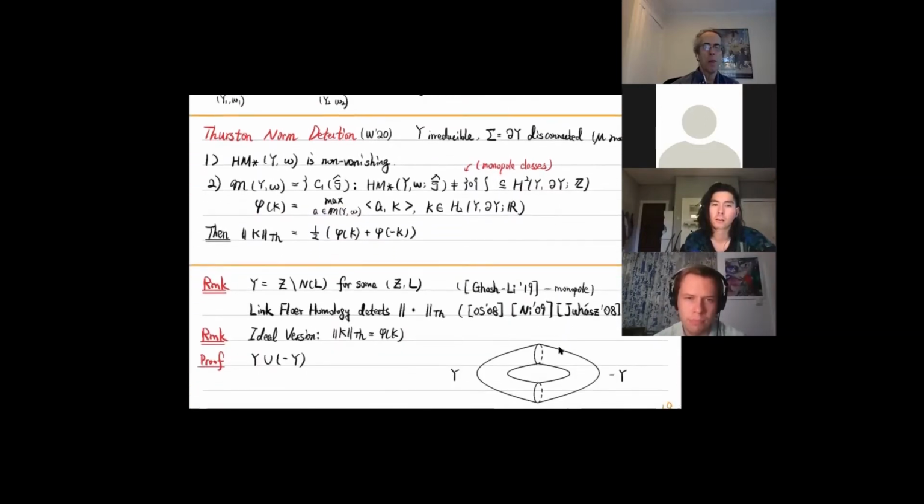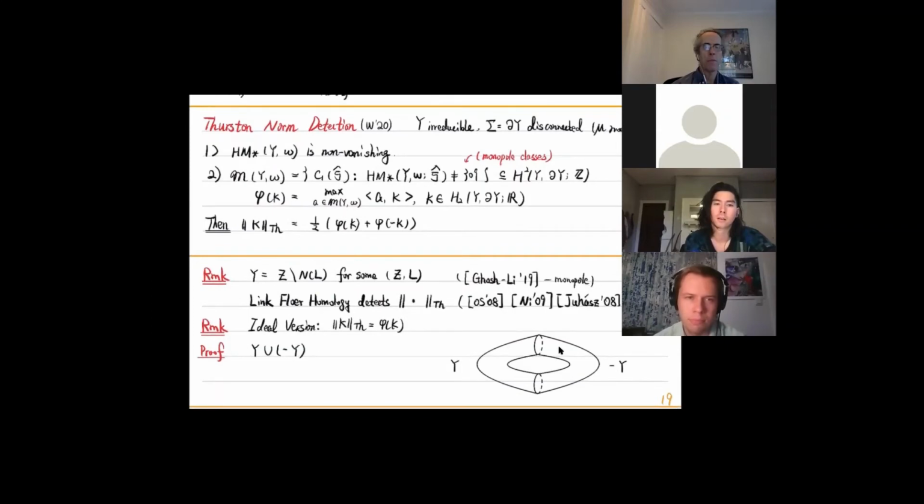Here, there are two additional remarks. First of all, any three-manifold with toroidal boundary can be realized as a link complement for some link inside a closed three-manifold Z. And we already know that link Floer homology detects the Thurston norm of the link complement. This result was due to Ozsváth–Szabó and Ni when the three-manifold Z is a rational homology sphere, and the general case was due to Yi Liu. And a similar result was obtained by Zhenkun Li and Ghosh last year for the Seiberg–Witten analog.